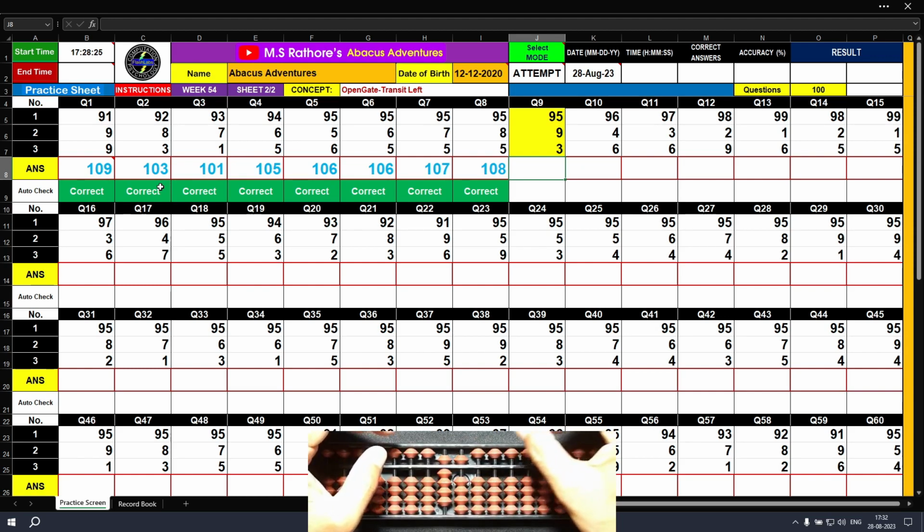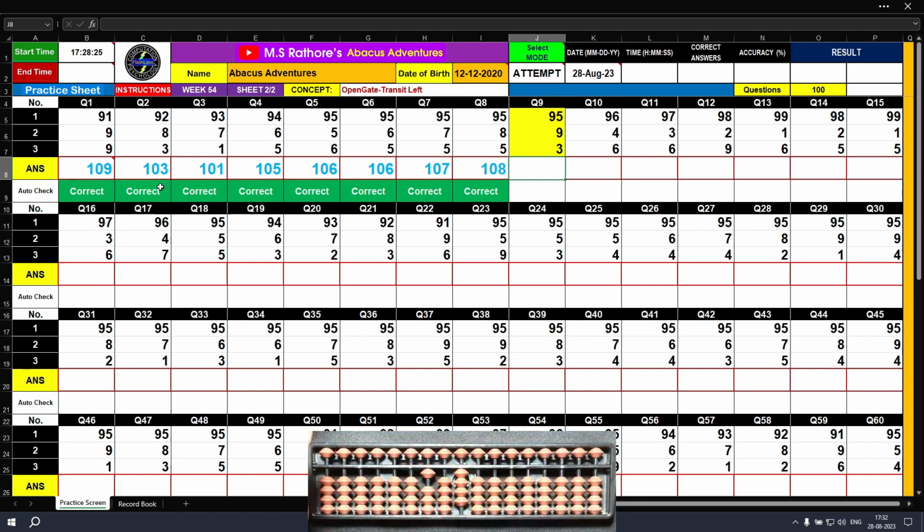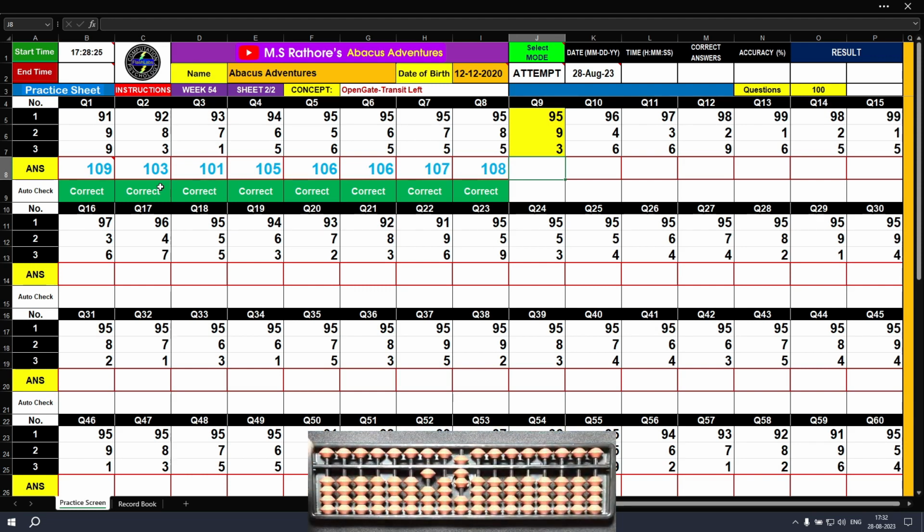Question number 9. Plus 90, plus 5. Plus 9, the combination formula: plus 9 equals plus 4 minus 5, open the gate, plus 10. The answer is 104. Plus 3, small friends on the ones rod. Plus 3 equals plus 5 minus 2. The answer is 107.